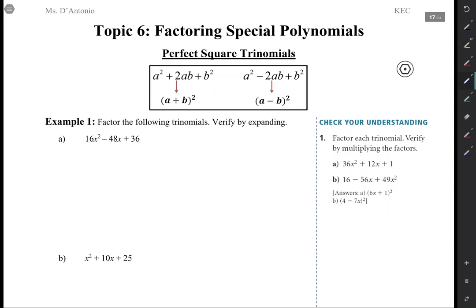In topic 6, we're going to be looking at factoring special polynomials. So these polynomials actually have shortcuts for us to take to factor them faster. So let's start off with perfect square trinomials.